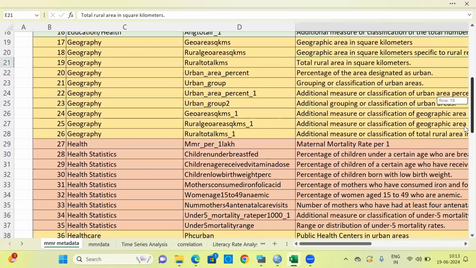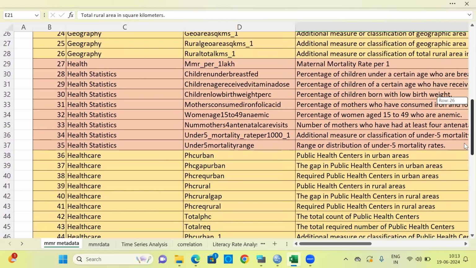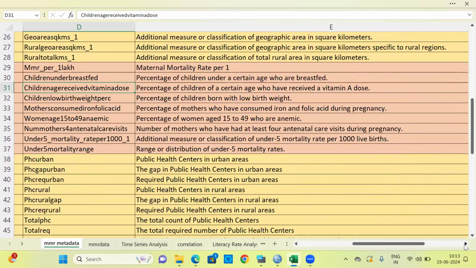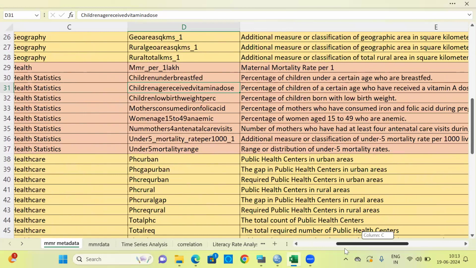Further, I've got health statistics. There are important variables like children who are under breastfed, percentage of children of a certain age who have received a vitamin A dose, so on and so forth.